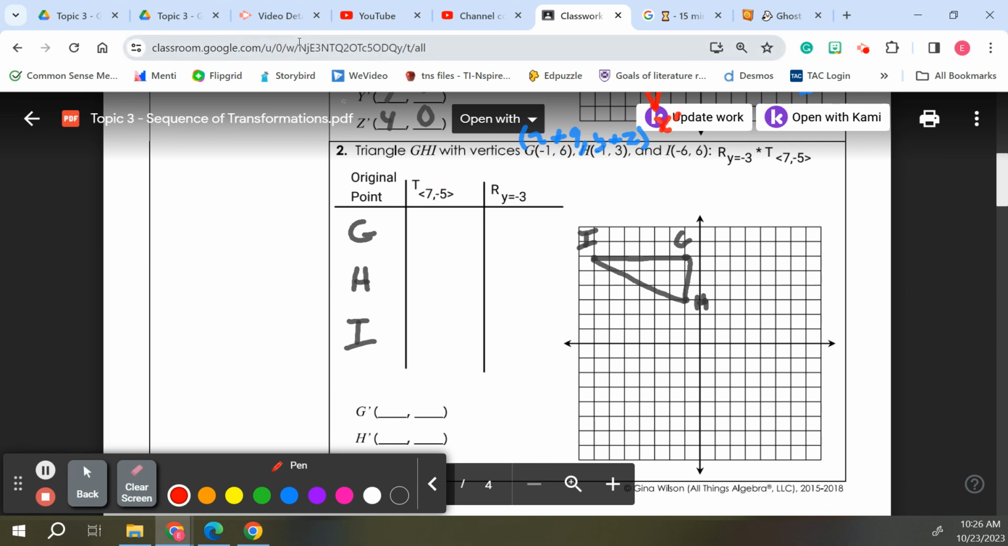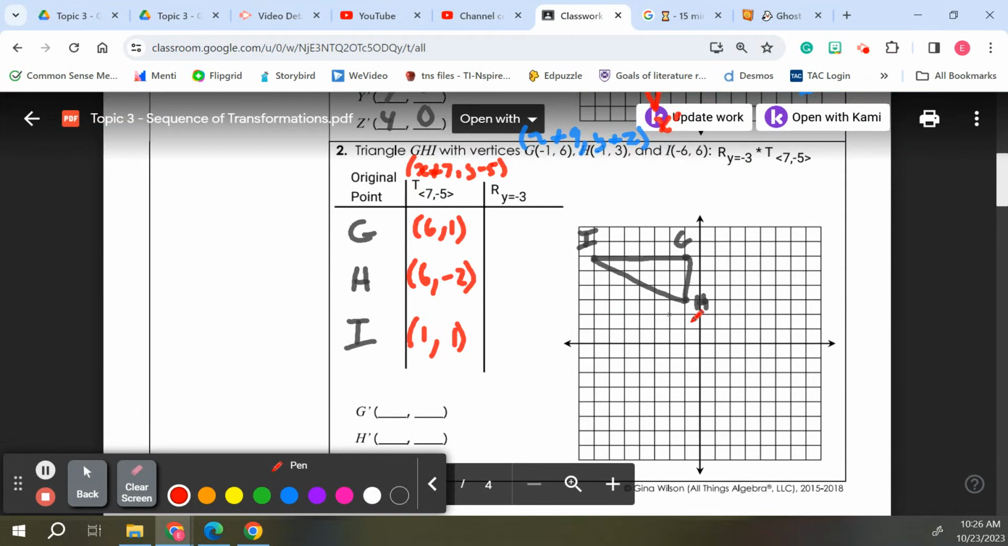So again, remember, that's going to be x plus 7, comma y minus 5. So I take my x, -1, add 7 to it. That leaves me with 6. Take the 6, subtract 5. That leaves me with 1. So there's my new G. I'm going to do it again for H. H is going to be 6 again, and then -2. And then I is going to be, looks like 1, comma 1.